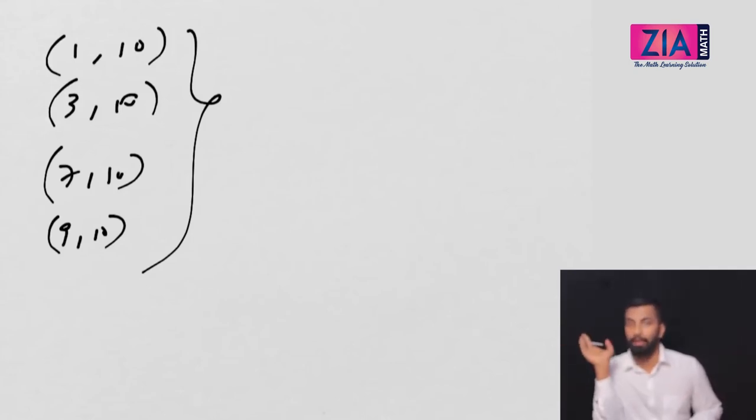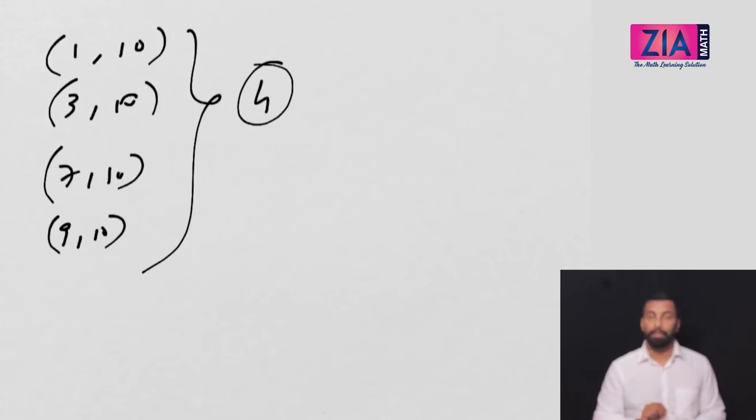More than 10 I can get many. And this is what you mean by Euler's number of 10 being 4. What we did, you need to remember this only.